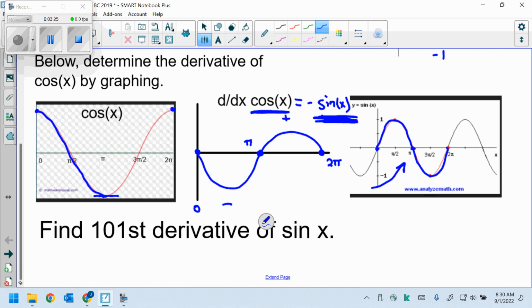Okay, 101st derivative of sine. Really sounds to me like something Mr. Amundsen would ask. So I can get rid of that little bubble. There we go. 101st derivative, all right.